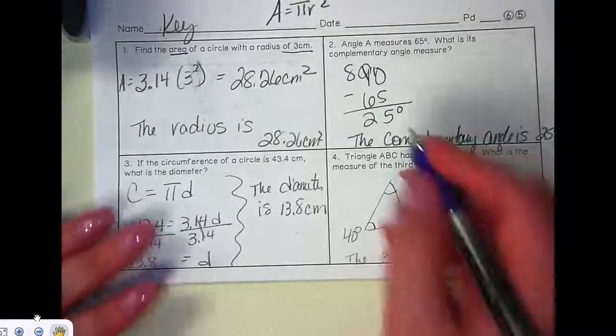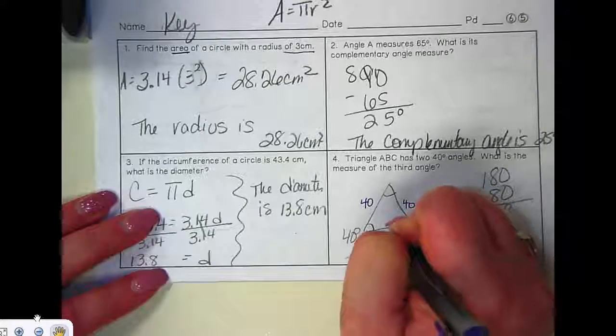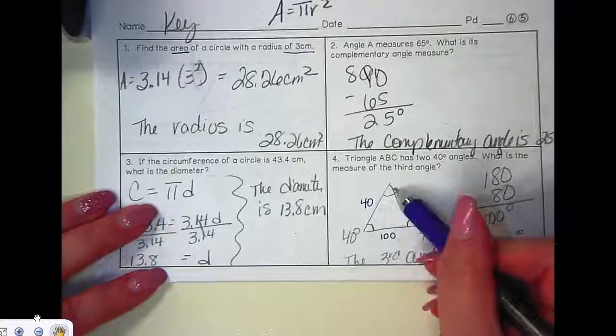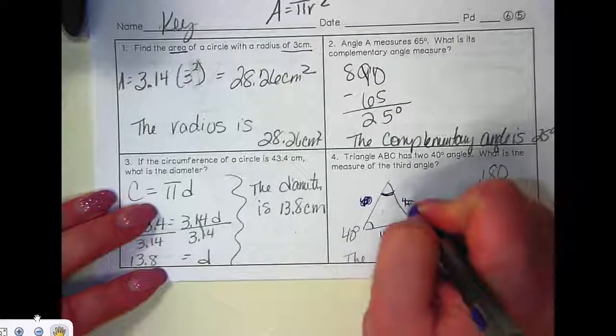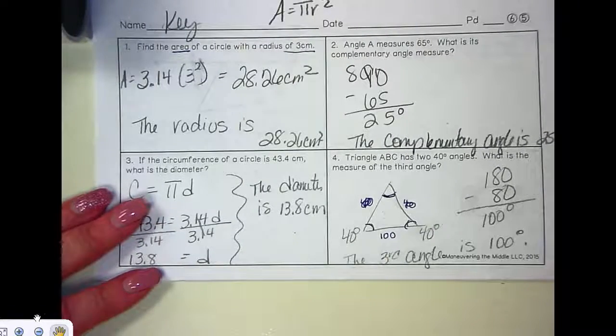And then I had people that wrote, like, 40 was here, and 40 was here, and this was 100. Is that the right place for an angle? No, those are the side lengths. We weren't talking about the side lengths. We're talking about the angles. So that would not be appropriate. You have to know the difference between angles and side lengths, right? Okay, so let's put that to the side.